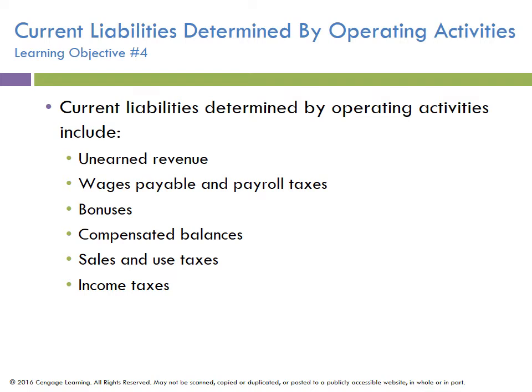The next learning objective deals with current liabilities determined by operating activities. Some of the common ones are unearned revenue, wages payable and payroll taxes, bonuses, compensated balances, sales and use tax, and income taxes.